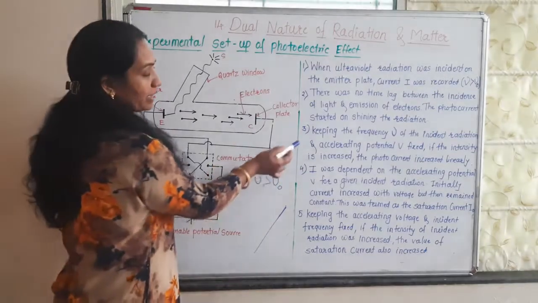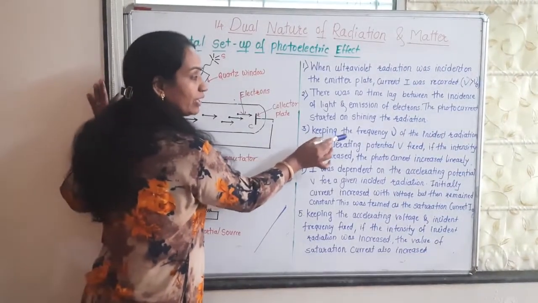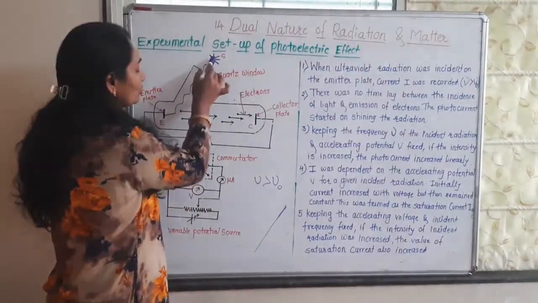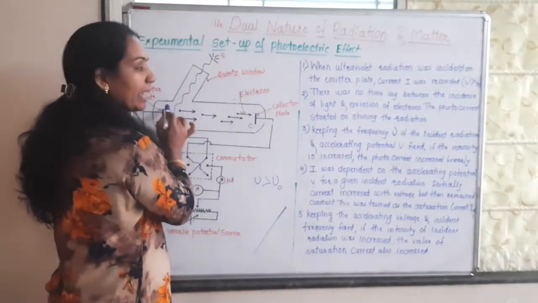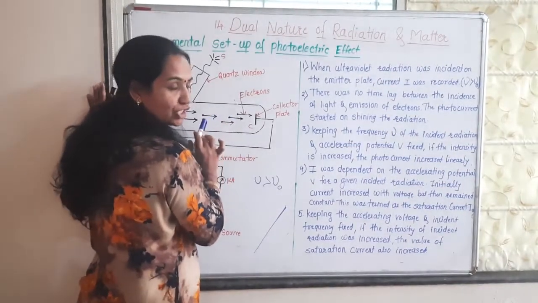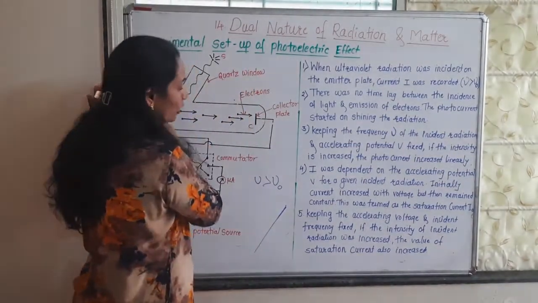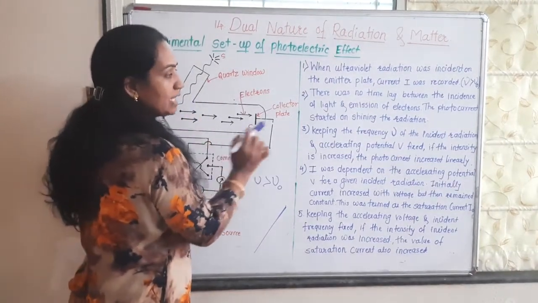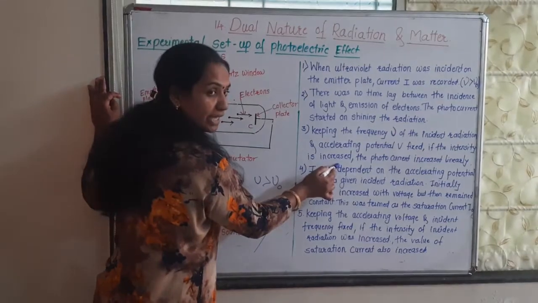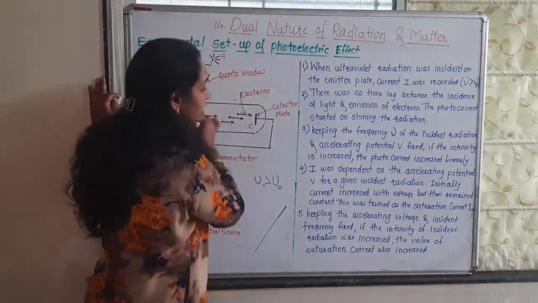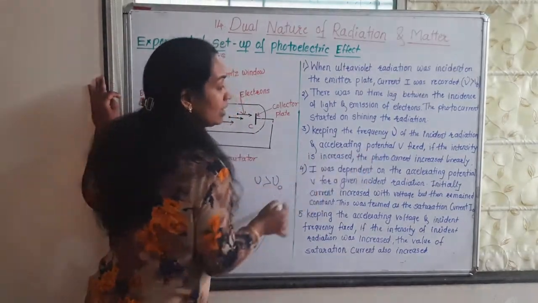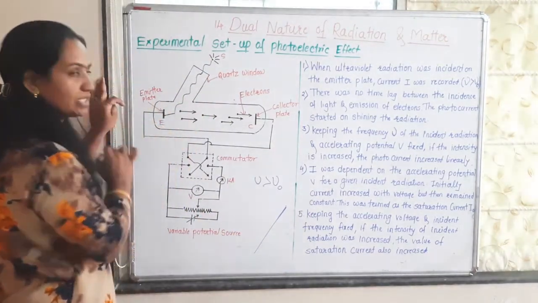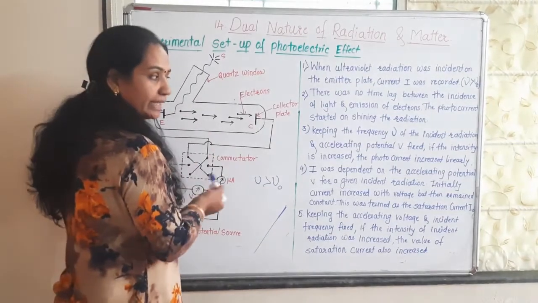The next observation: if the frequency nu of the incident radiation and the accelerating potential are fixed and the intensity is increased, then the photocurrent increases linearly.